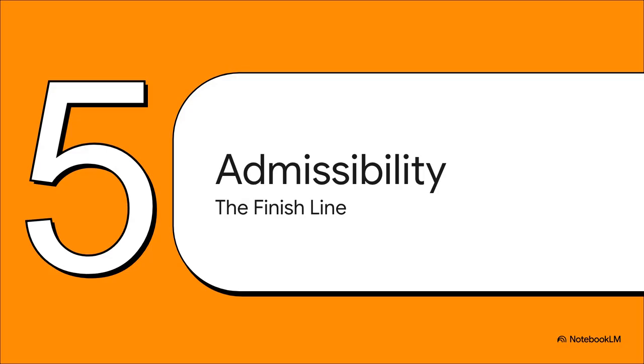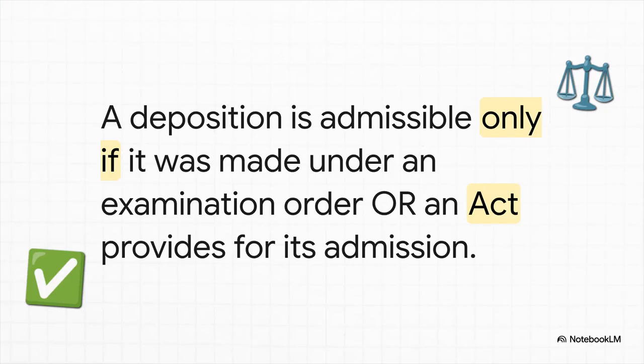Okay, you have done all the hard work. You got your order, you conducted the examination, and you've got this perfectly authenticated deposition. But you are not done yet. The final step is making sure that deposition is actually admissible at the trial. It all comes down to Rule 407. This is the final gateway. For your deposition to be admissible as evidence, it has to meet one of 2 conditions under Rule 407. Either it was made under a valid examination order or some other act of Parliament specifically allows it. This is the last checkpoint that makes sure only properly sanctioned evidence actually makes it into the trial.